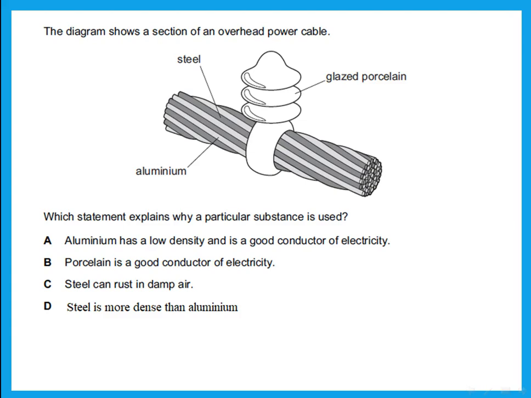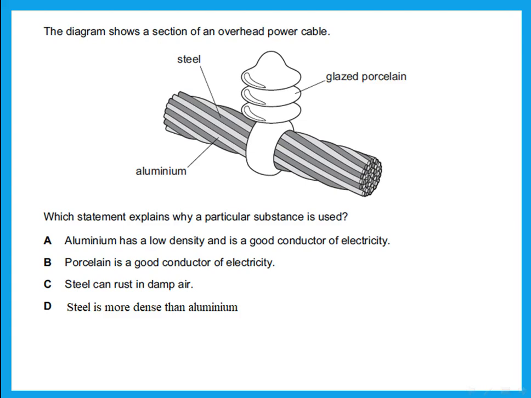The diagram shows a section of an overhead cable. Which statement explains why a particular substance is used? Now, the first statement says aluminium has low density and it is a good conductor of electricity. Well, actually that is correct. That is why we use it in overhead cables. Porcelain is a good conductor. Do you know what's porcelain? Porcelain is like ceramics. It's something that's actually an insulator. So it is a bad conductor of electricity, not a good conductor of electricity.